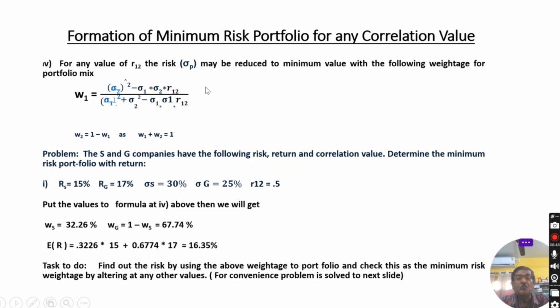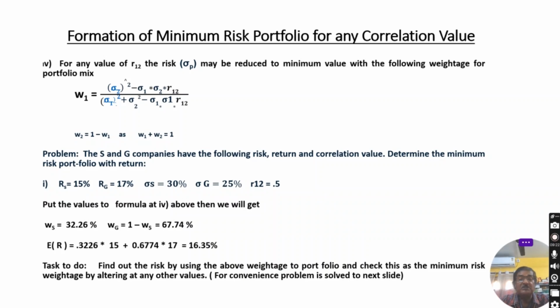I think you know how to compute the standard deviation value and correlation value; I have already discussed that in my previous video. You can check it. For the two given securities, you can calculate all these values. Moreover, you know W1 plus W2 is equal to 1, as this is a two security portfolio. For any value, you can compute the proportion for which the risk will be minimum.